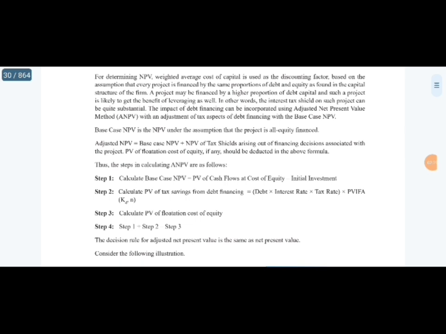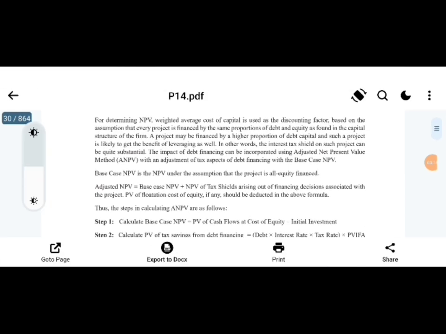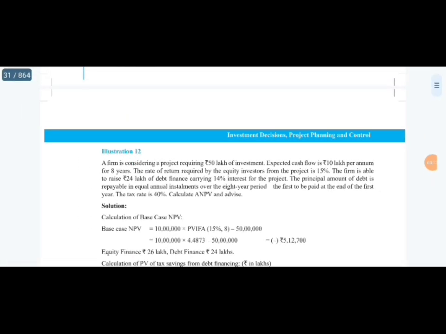So we have to find the present value of the tax saving amount, and then if we are issuing the equity shares, we will incur some cost. That cost we have to find the present value. With this NPV, we have to add the present value of tax saving and we have to deduct the present value of cost of equity. Okay, let's start illustration number 12.